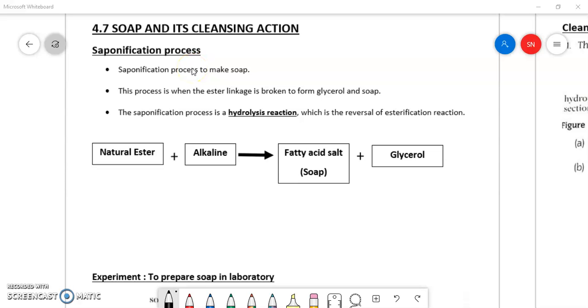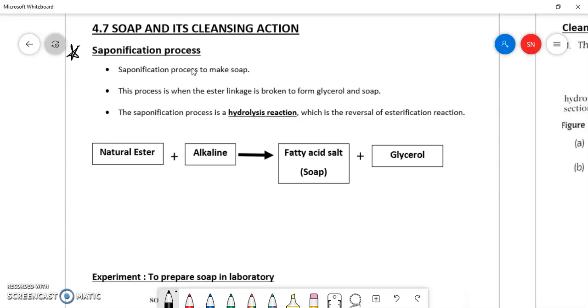Okay, the second video for today is on soap and its cleansing action. All right. Now, the first thing we need to know is that to prepare or manufacture soap, the process is called saponification. Okay, the process is called the saponification process.